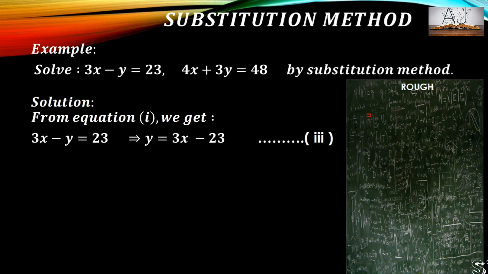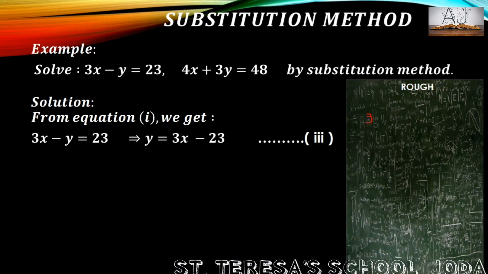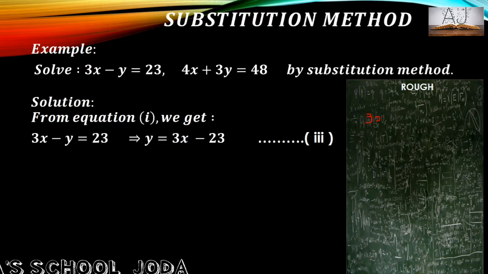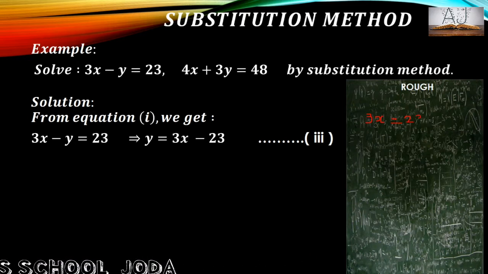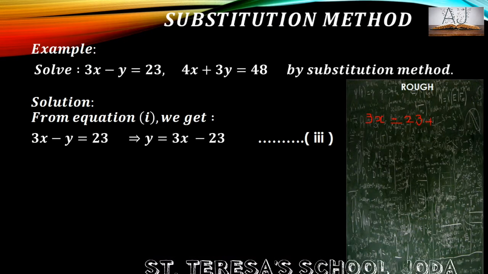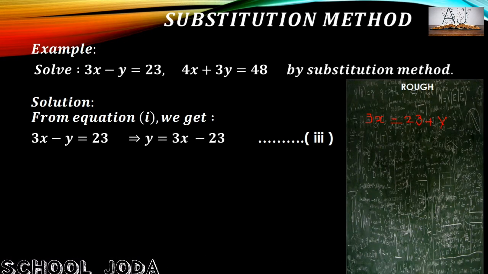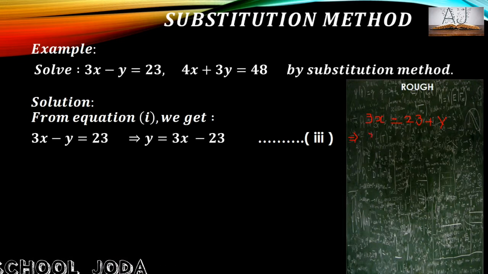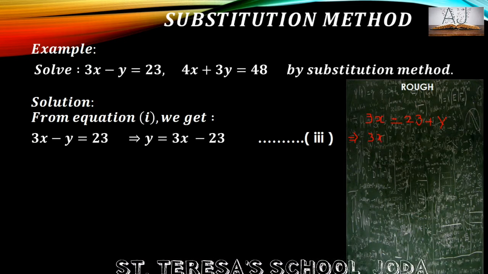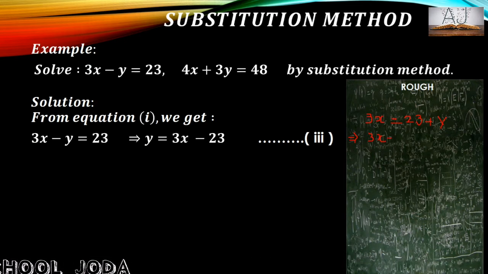How do I make y the subject? First we had 3x minus y equal to 23. So I'm taking minus y to the other side. So 3x equal to 23 minus y, which when taken to the other side becomes plus y. So 3x equal to 23 plus y. I want to make y the subject, so y has to be isolated. So that implies I'll bring y also to this side, to the left hand side. So 3x, now y taken to the left hand side means minus y.